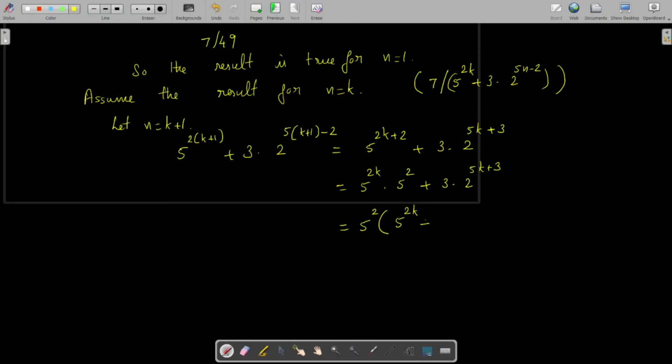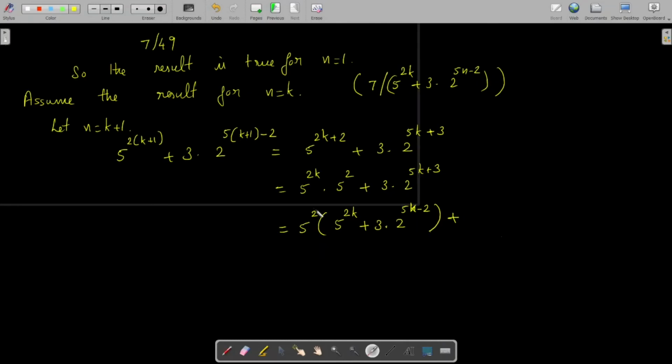So we have 5 raised to 2k plus 3 into 2 raised to 5k minus 2. Here the first term is okay now, that is 5 raised to 2k into 5 square. But the term 3 into 2 raised to 5k plus 3 is not appearing here directly. So we add that term, that is 3 into 2 raised to 5k plus 3. Now here there is an additional term 5 square into 3 into 2 raised to 5k minus 2. So we have to subtract that term to maintain the equality. So we have 5 square into 3 into 2 raised to 5k minus 2.